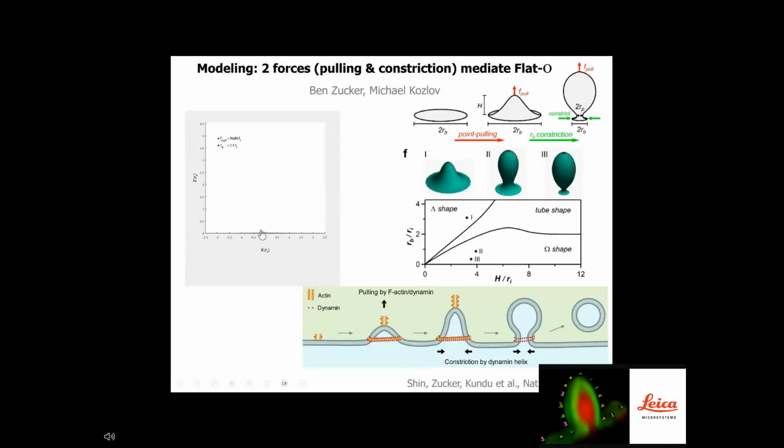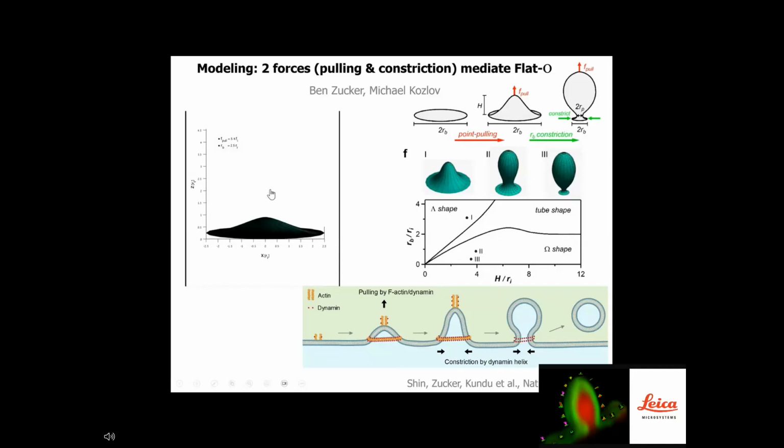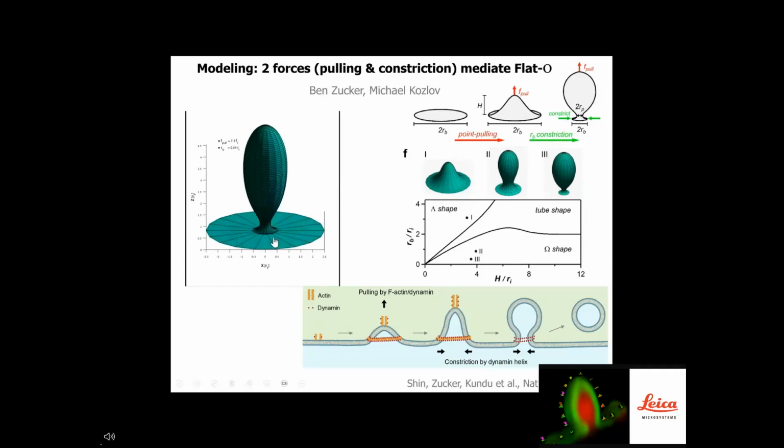So they showed us a simulation showing that the pulling can generate a lambda profile, and the constriction will then create an omega profile, as shown here. So here is the lambda shape formation by pulling, and the constriction will then change this into an omega shape.